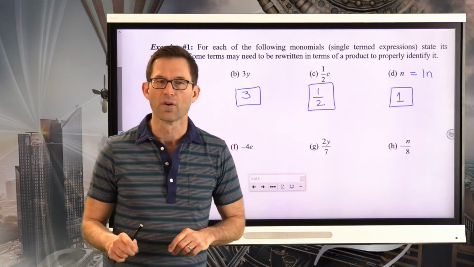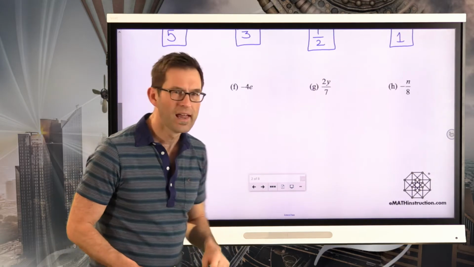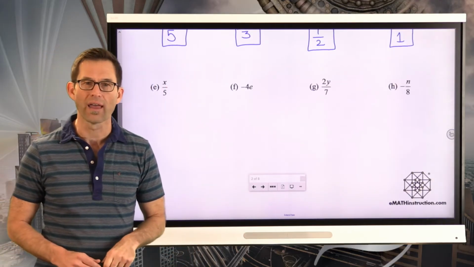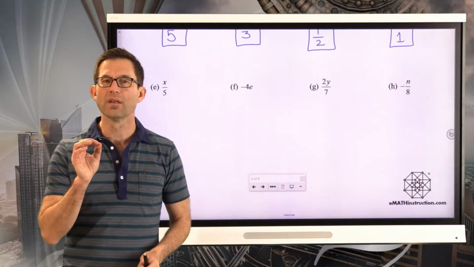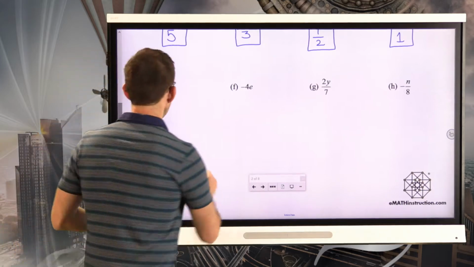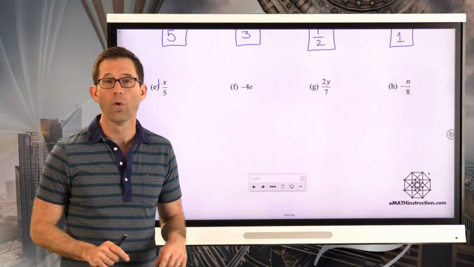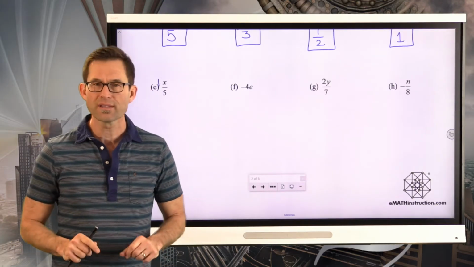Now let's look at some that are a bit more challenging. Letter E, take a look at this. x divided by 5. Now that's much harder, right? Because the coefficient is the number that is multiplying the variable. Now you might say, oh, then I'm going to just put a 1 there and maybe the coefficient is just 1 because it's 1 times x. Well, that's not quite right.